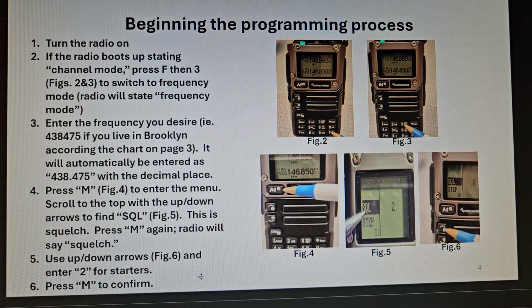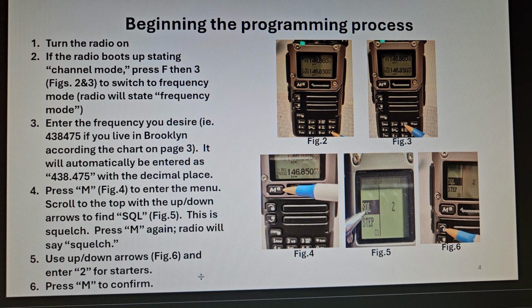To begin the programming process, turn the radio on. If the radio boots up by stating channel mode, simply press F, then 3 in Figures 2 and 3 to switch to frequency mode. The radio will state frequency mode. Enter the frequency you desire, for example 438.475 if you live in Brooklyn, New York, according to the chart on page 3. It will automatically be entered as 438.475 with the decimal place.